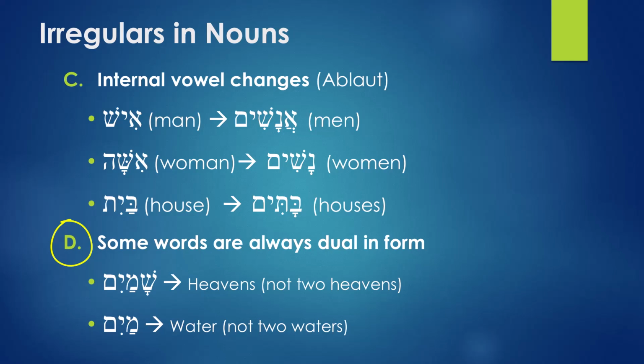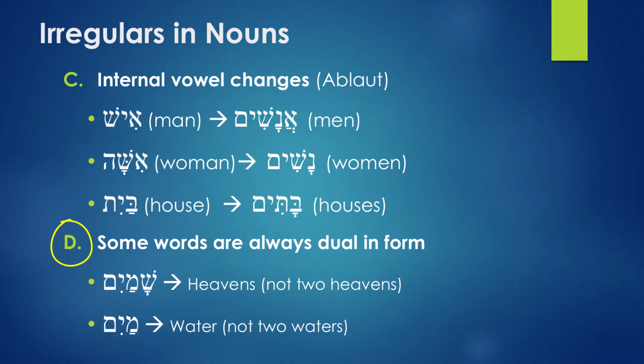For example, the word shamayim. Shamayim means heavens. It was supposed to be two heavens because duo means a pair of two things. Two eyes, two ears, two legs, a pair of two. But shamayim is not two heavens. Shamayim is translated as heavens. It's not going to be God created the two heavens. No, it's God created the heavens and the earth.